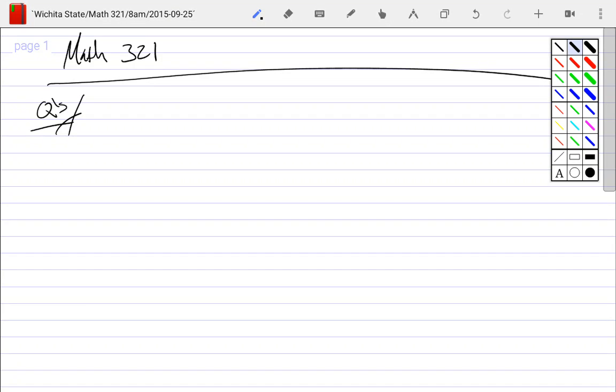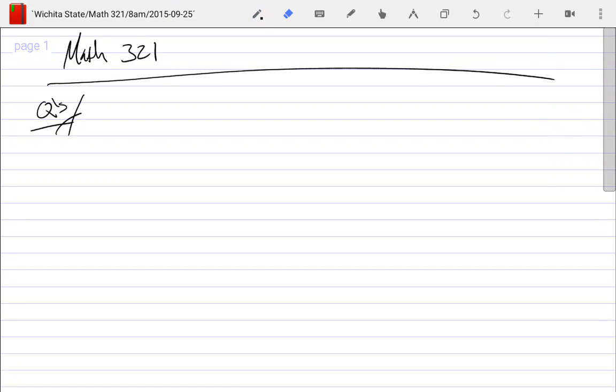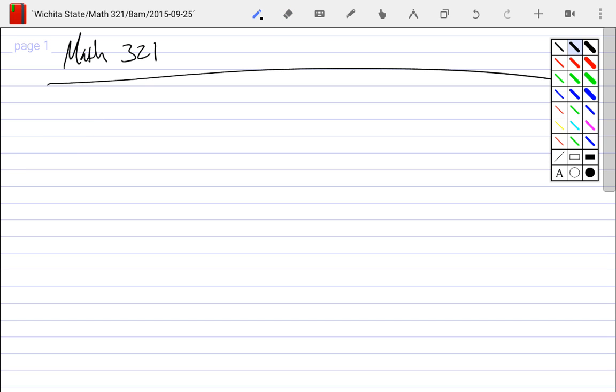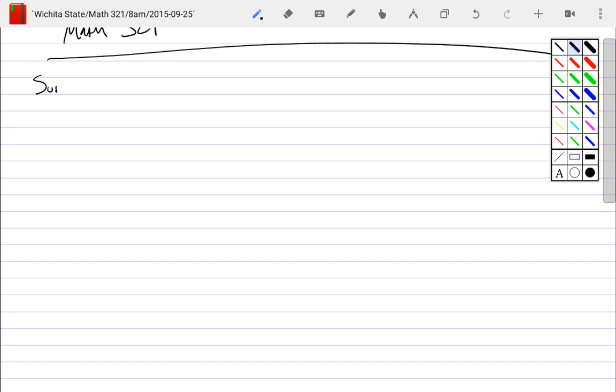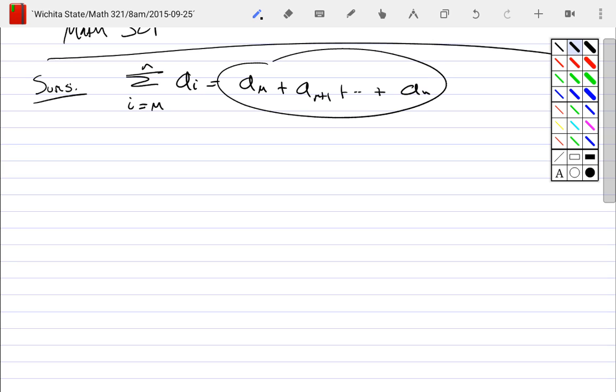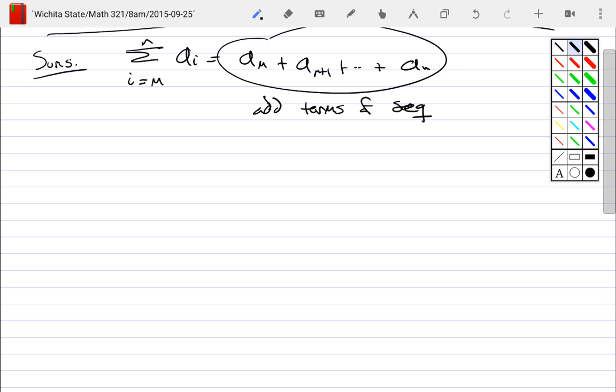All right. So we stopped last time on sums. The idea here is if I would sum up from, say, i equals m to n of a sub i, it is simply a sub m plus a sub m+1 plus up to a sub n. So what we're doing is just adding up the terms of a sequence. Obviously we need to know sequences before we know sums, and we would simply add up those components to get a sum.